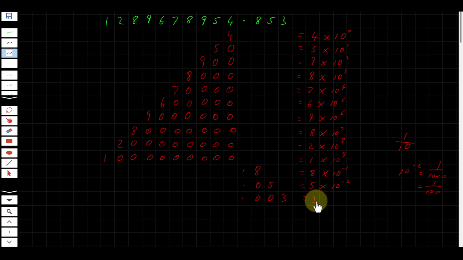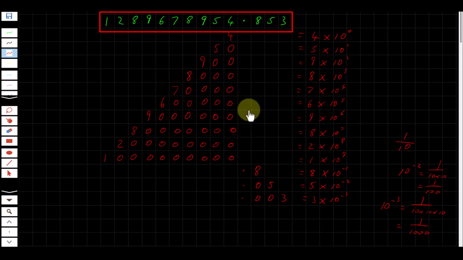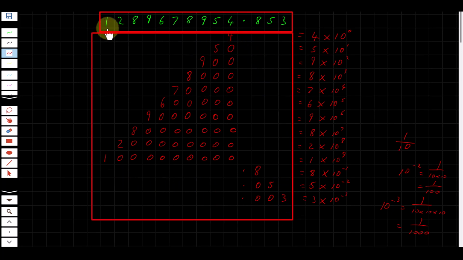And we have the 3 times 10 to the power of negative 3, which is the same as saying 1 over 10 times 10 times 10, which is equal to 1 over 1000. So the thousandths column. So if we were to add these numbers here on the right, we would get the number in green here. Or if we were to add the numbers on the left here, we would get the number in green here.